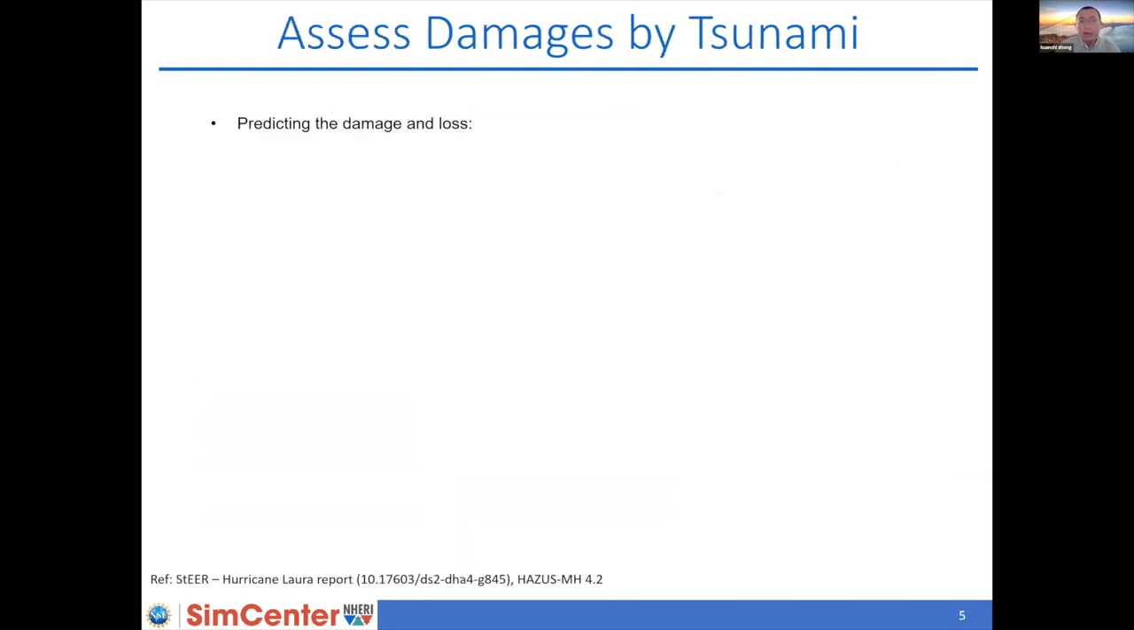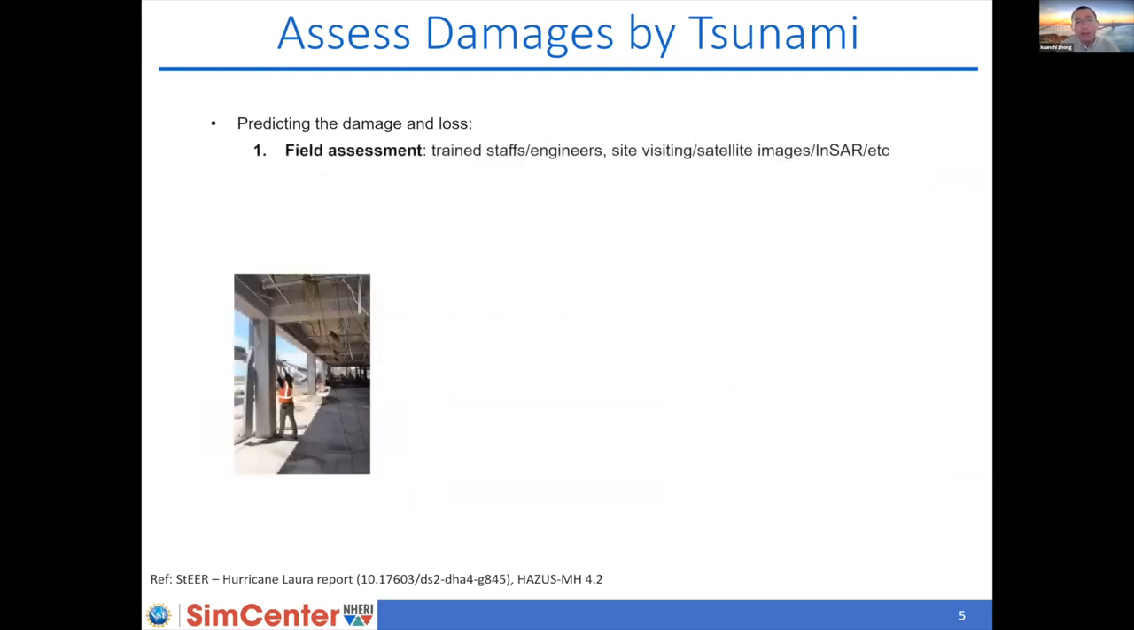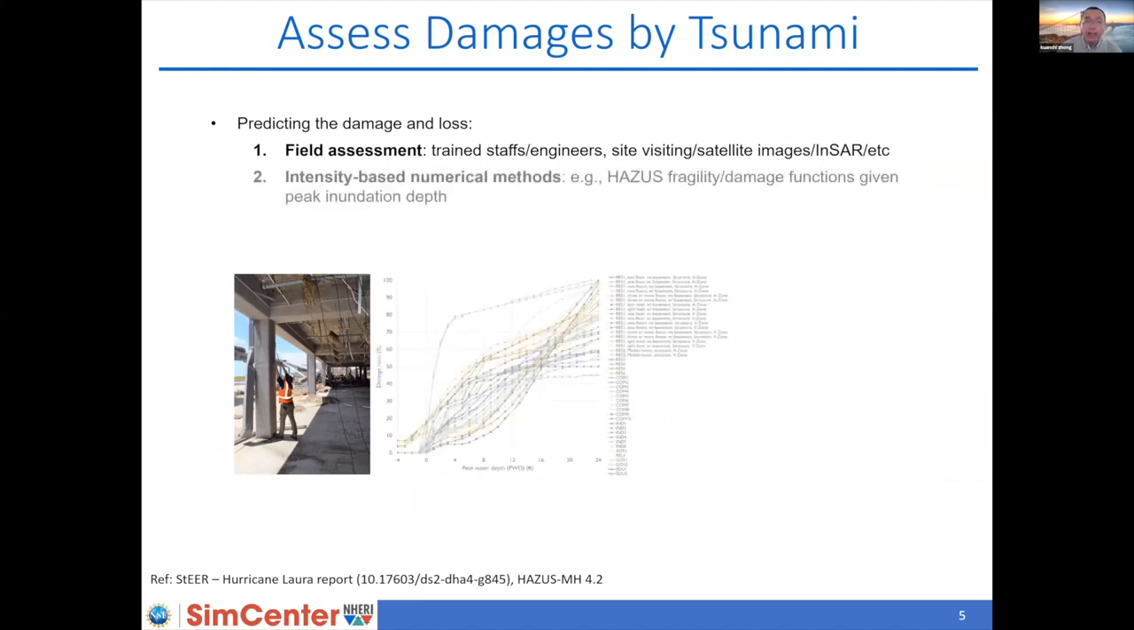Predicting the damage or loss for a building usually starts with field assessments. This is usually done by trained staff and engineers who go into the site, or rely on satellite images or other information for a more regional-level assessment. From that, empirical fragility and damage functions are developed. For instance, Hazus developed the fragility function shown in the middle figure here, relating to the damage ratio of a typical building with the occupancy type.